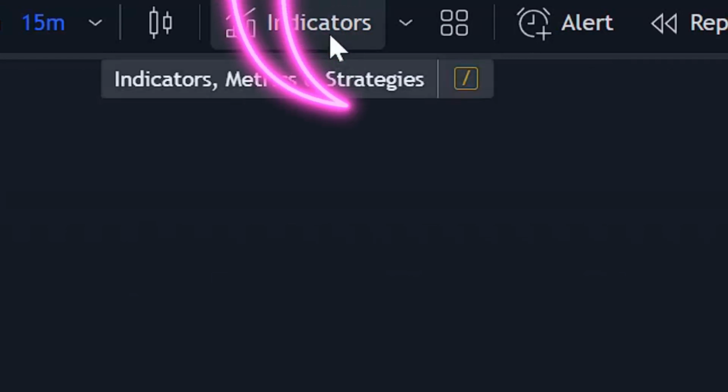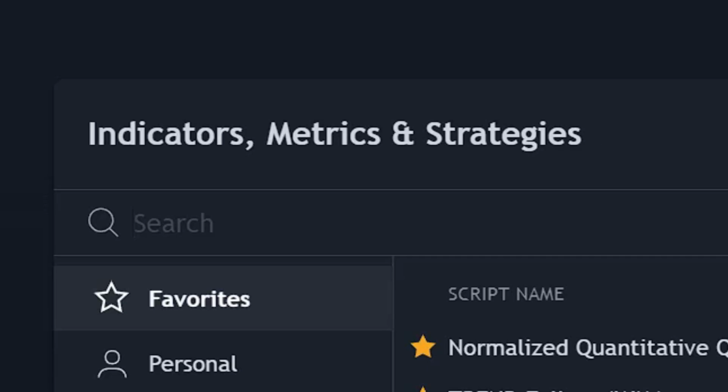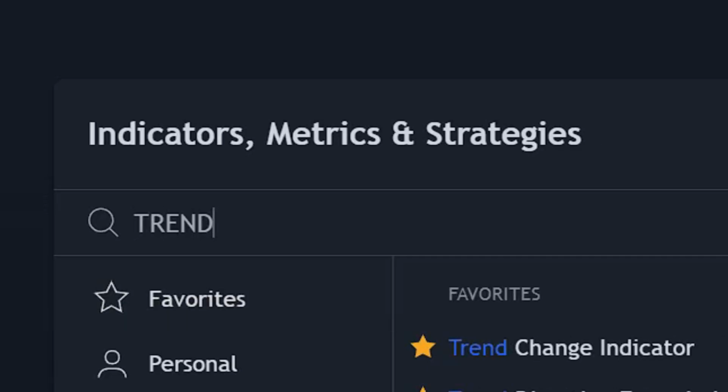Adding it is a breeze. Look for the indicators section at the top of TradingView. Click on it and a search bar will appear. Type in Trend Trigger Factor and hit enter.